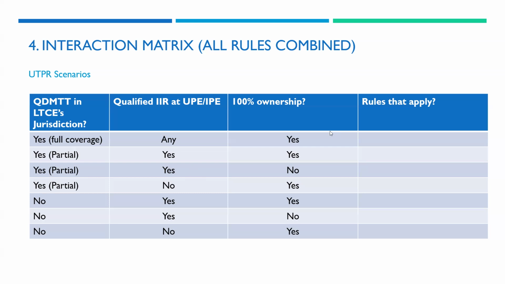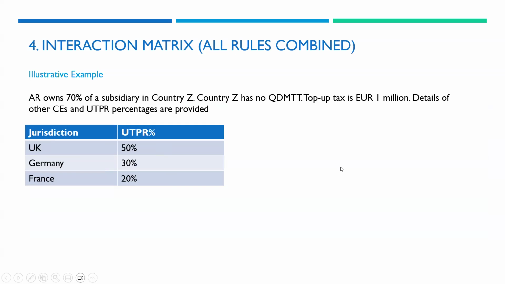Fantastic. So I think you understood the interaction metrics. Now let's move on. Let's do interaction metrics, all rules combined question. Let's say AR owns 70% of a subsidiary in country Z. Country Z has no QDMTT. Top up tax is 1 million. Details of other CEs and UTPR percentages are provided. Now, how do you do this question? You tell me.